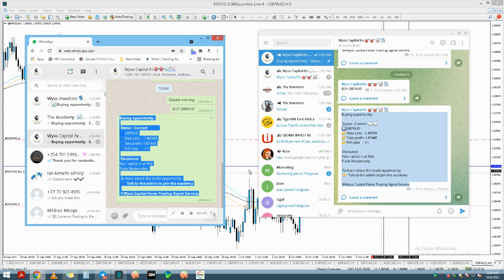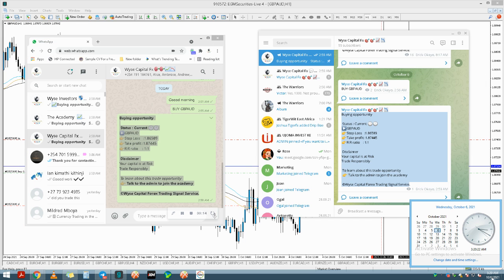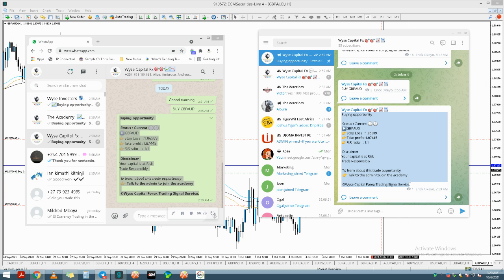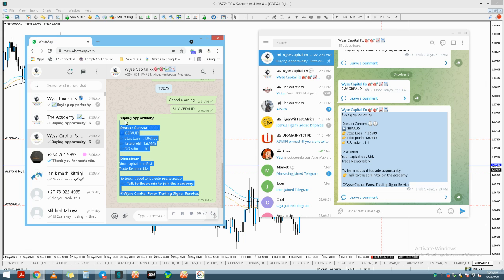And today we want to talk about a particular setup that I've just seen. It's on Wednesday, 6th October 2021, and this is a potential buying opportunity. Already on my Telegram group, I've advised my friends to buy GBPAUD, stop loss 1.865, take profit 1.87445, risk reward of 1 to 1. Also on the WhatsApp group, I've already advised people to buy the same setup. So here is the signal.